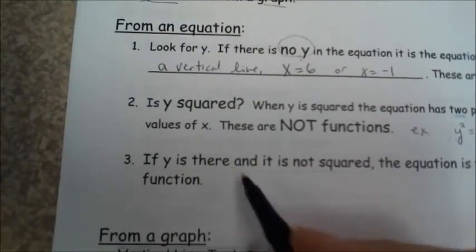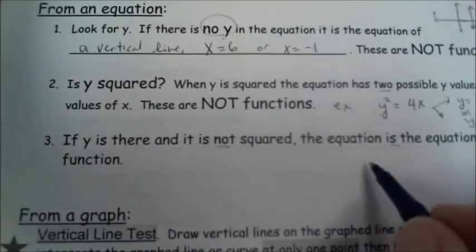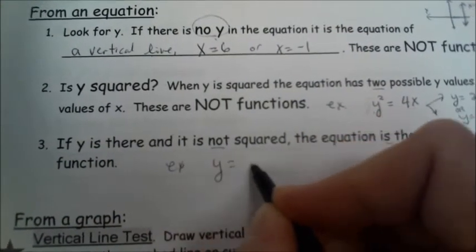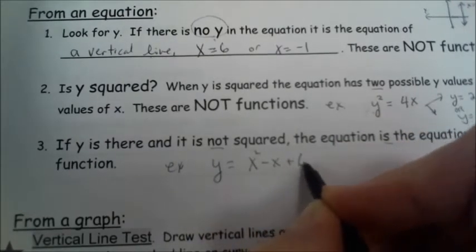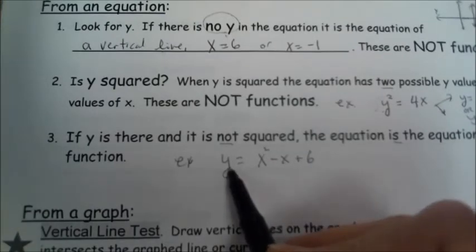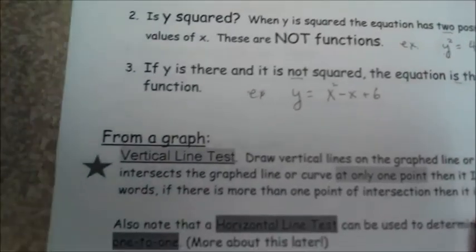If y is there and it's not squared, then it is the equation of a function. For example, y is equal to x squared minus x plus 6. That is the equation of a function. Y is there, y is not squared. So that's from an equation.